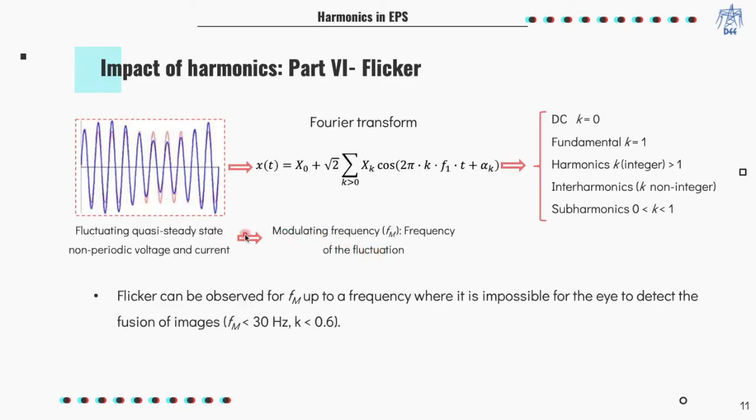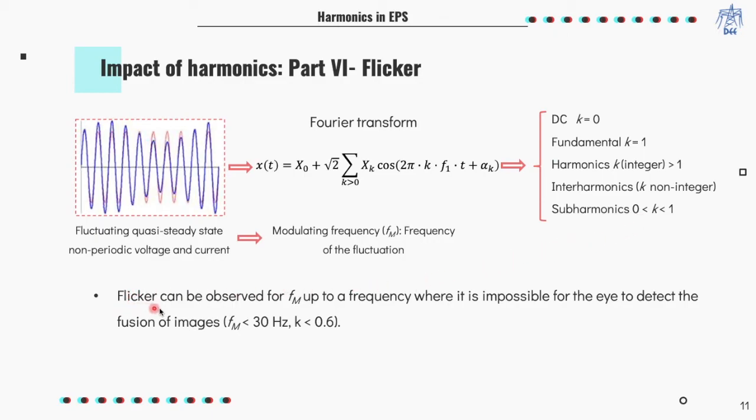This phenomenon is due to the fluctuating quasi-steady state of non-periodic voltages and currents with a modulating frequency, which is the frequency of the fluctuation. This waveform can be decomposed by the Fourier transform in a sum of the DC term, the fundamental component of the waveform, the sinusoidal waveforms of frequencies multiple of the fundamental frequency, which are harmonics, the non-integral waveforms of the fundamental frequency, which are the interharmonics, and the interharmonics below the fundamental frequency, which are the subharmonics.